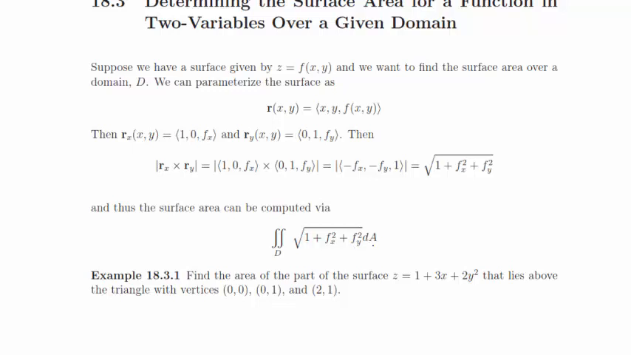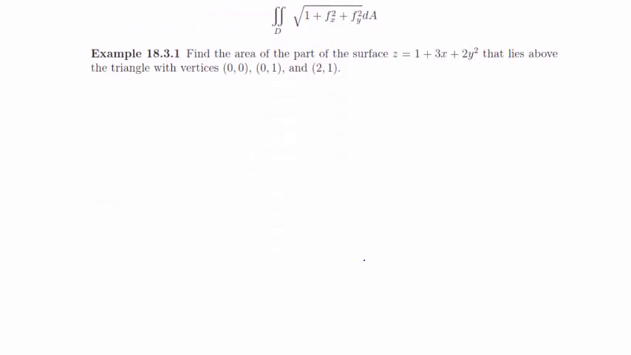So let's go ahead and apply this formula in the next example here, example 18.3.1. Find the area of the part of the surface z equals 1 plus 3x plus 2y squared that lies above the triangle with vertices 0, 0, 0, 1, and 2, 1. So let's go ahead and draw out our domain so that we can see what the bounds for our integral are going to be.